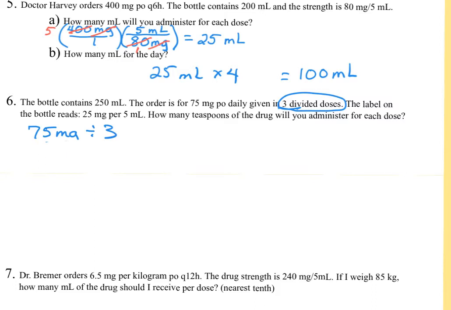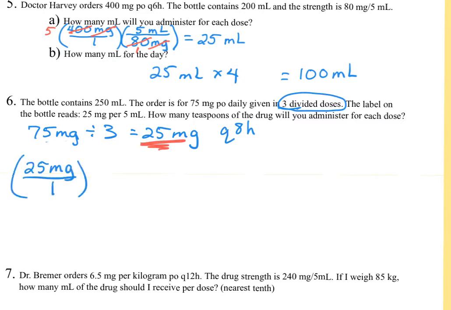So 3 divided doses means it'll be given as 25 milligrams. And when you're talking about divided doses, usually what you want to happen is it's divided evenly into a day. So this would be every 8 hours. And now that we have our amount here for one dose, we can do our dimensional analysis. So 25 milligrams in one dose.